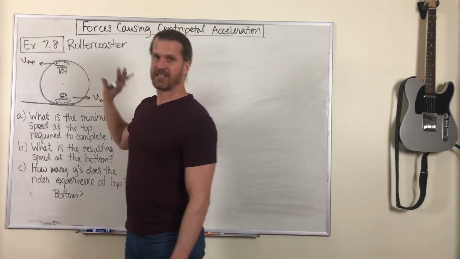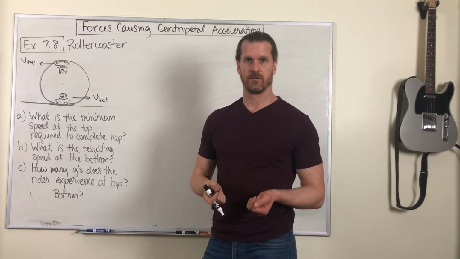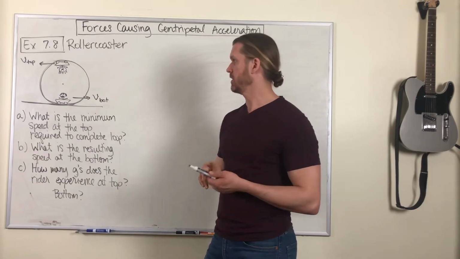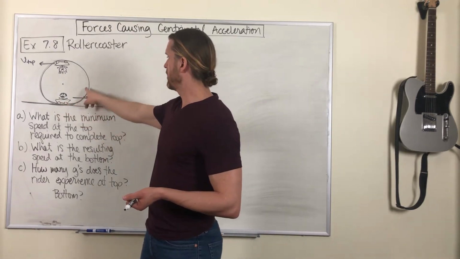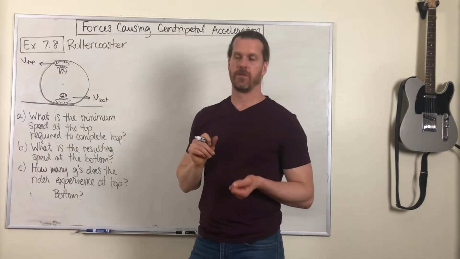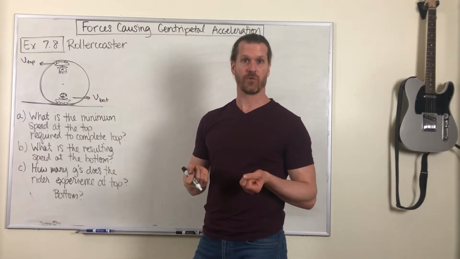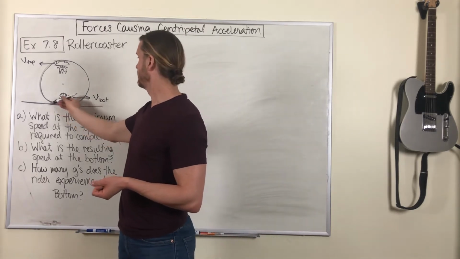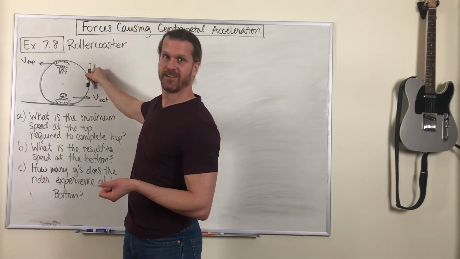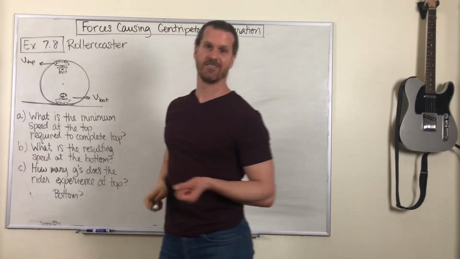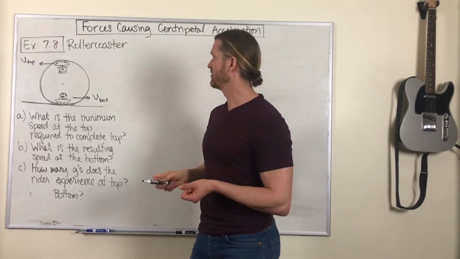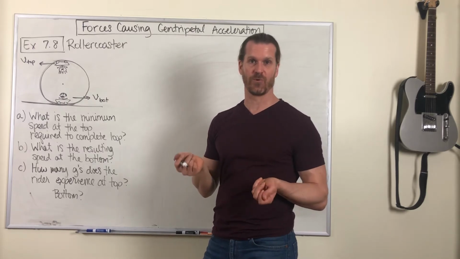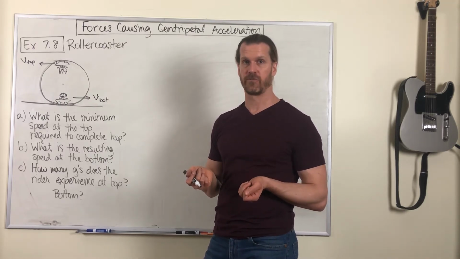So first, let's just think about what's going on when a roller coaster makes a loop. So when this car is going around the circle, there needs to be a centripetal force changing its direction, because otherwise, if the car were here and there were no centripetal force, it would just continue in a straight line. So the centripetal force is whatever forces are pointing toward the center of the circle.